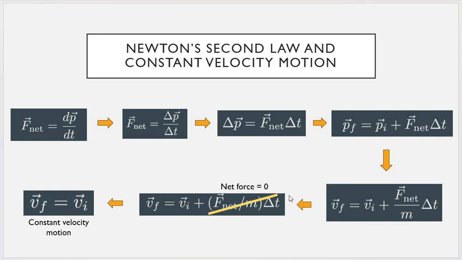Next, we have Newton's second law, which is F net is equal to dp/dt. We do some rearrangements to get the momentum update formula, and we divide this whole thing by mass to get the velocity update formula. If we set net force equal to 0, we're left with V final is equal to V initial, which is constant velocity motion.